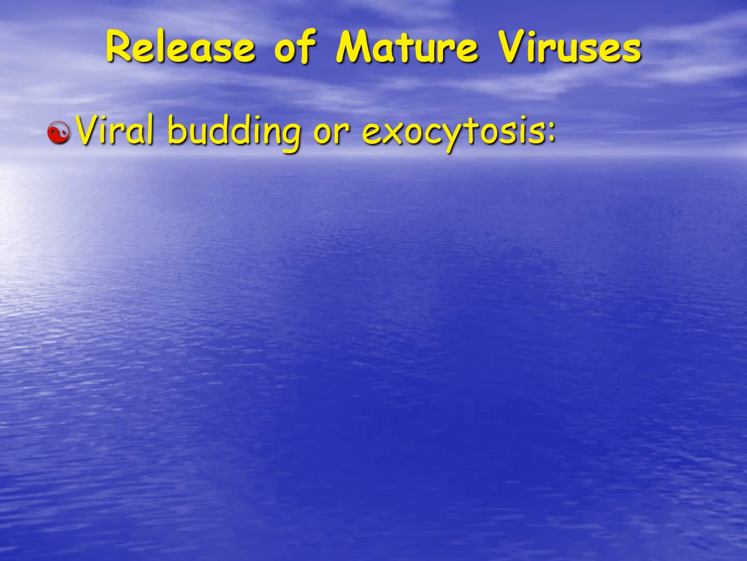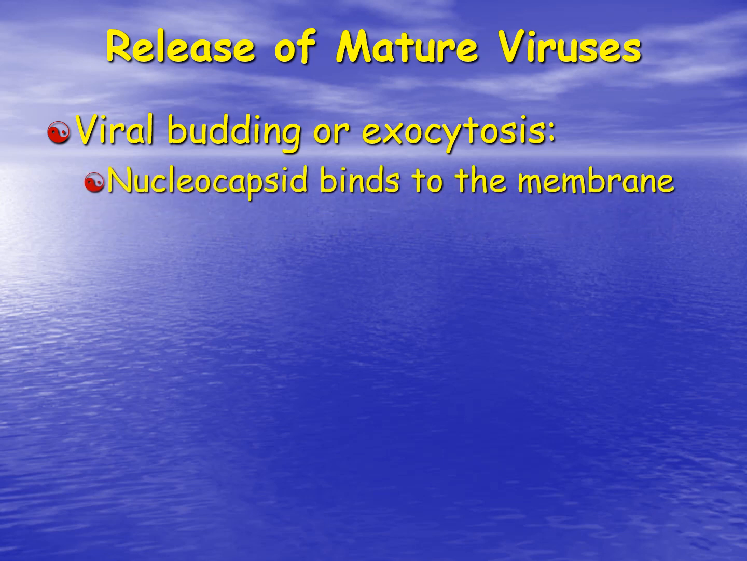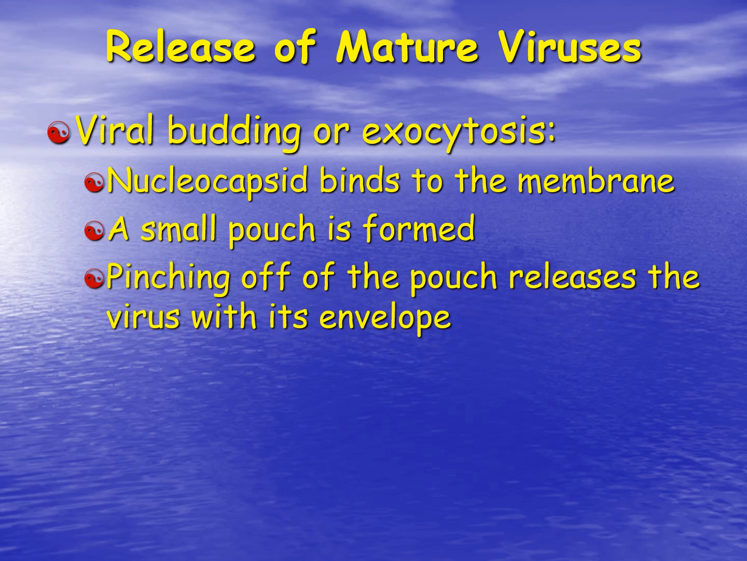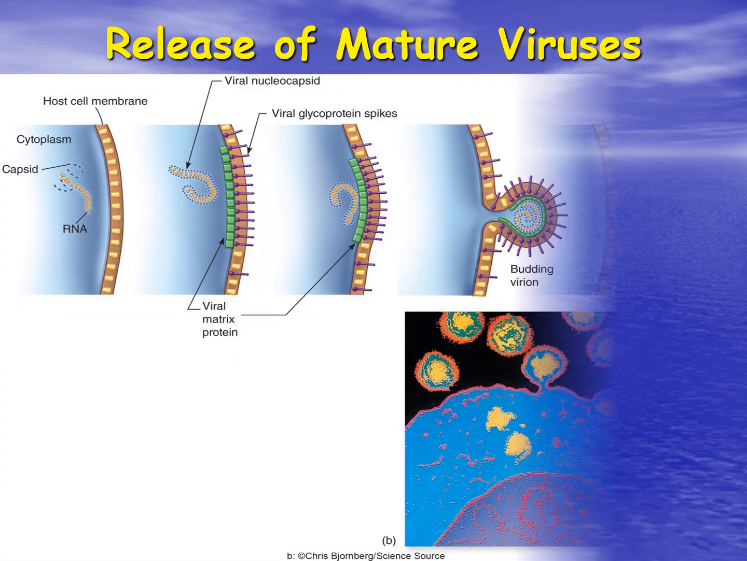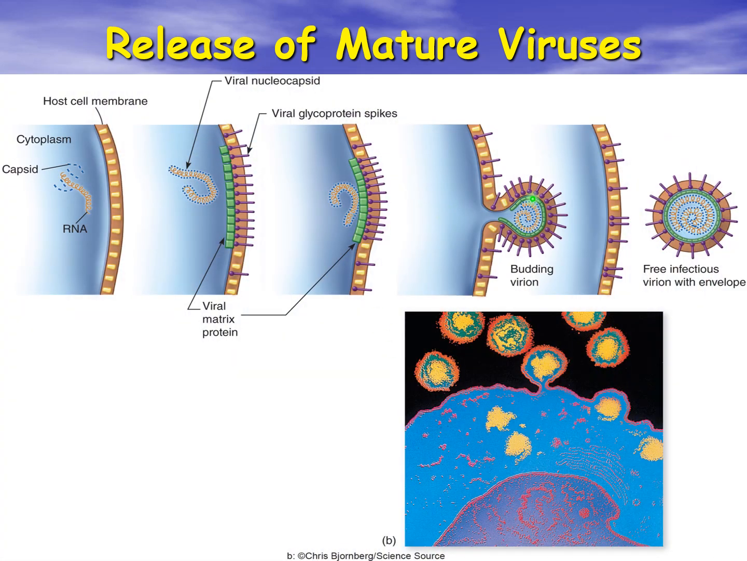Now, release of the mature virion particles usually occurs in animal cells either by viral budding or by exocytosis. The nucleocapsid binds to the membrane. A small pouch is formed, and it pinches off this pouch, releasing the virus with some of the cell membrane, or again, nuclear membrane, and this will become the envelope of the virus. The viruses then are shed gradually without the destruction of the host cell until it reaches a point that the cell can no longer support it. So we simply see this process of exocytosis.